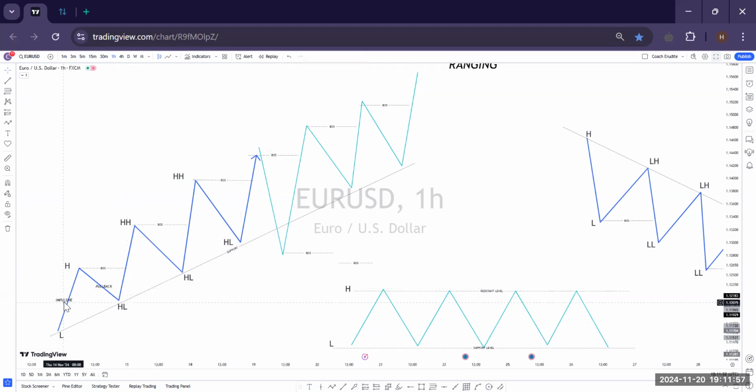So we have the impulsive move, another impulsive move, another impulsive move, another impulsive move. So if price is in an upward trend, price will create an impulsive move, a pullback, or a correctional phase, or a retracement. You can call it pullback, retracement, or correctional phase. Impulsive move, correctional move, impulsive move.